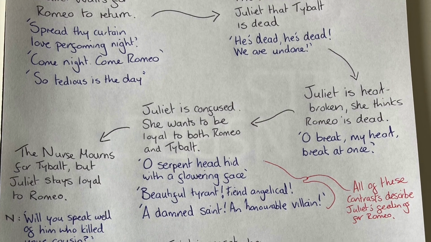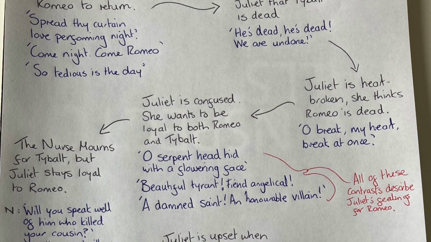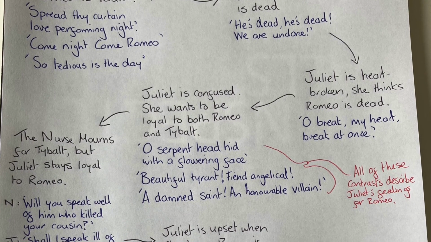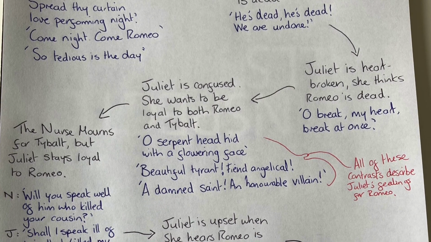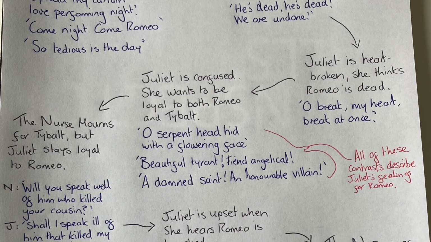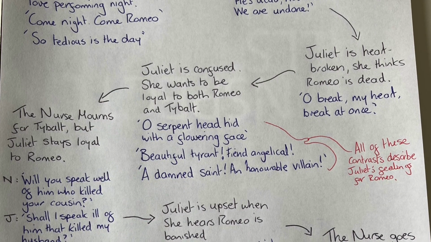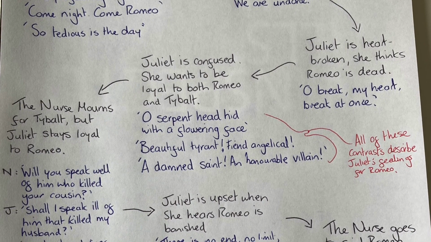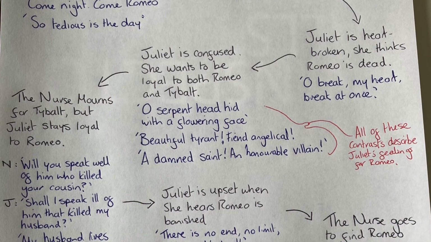Now what we see here is Juliet confused about Romeo. She uses a lot of parallels, very similar to the way that Romeo did at the start of Act 1, where he's talking about bright smoke and cold fire. She describes Romeo in terms of violence but also in terms of love. So we have a serpent hid with a flowering face, a beautiful tyrant, a fiend angelical, a damned saint, an honourable villain. All of these parallels are used to describe how Romeo is both beautiful to Juliet and also a violent character.